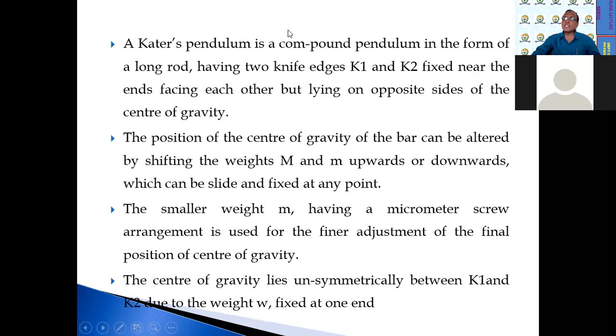So first of all, I will explain what the Kater's pendulum is. Kater's pendulum is a compound pendulum in the form of a long rod having two knife edges K1 and K2 fixed near the ends, facing each other but lying on the opposite sides of the center of gravity.